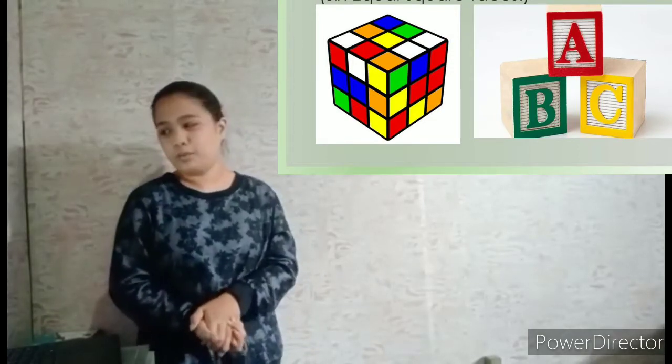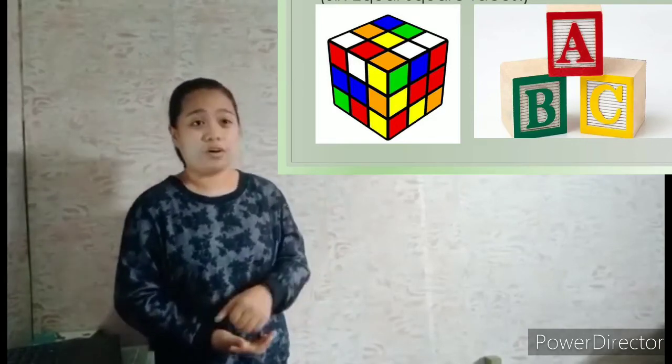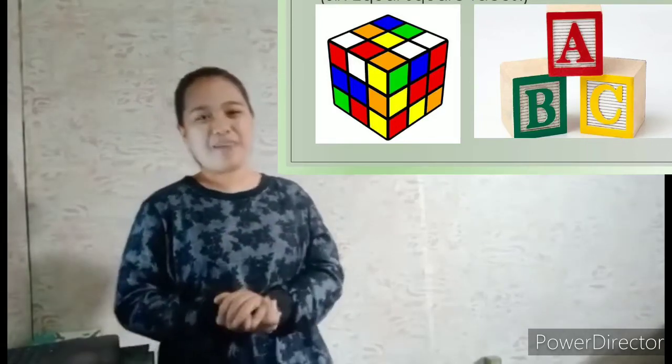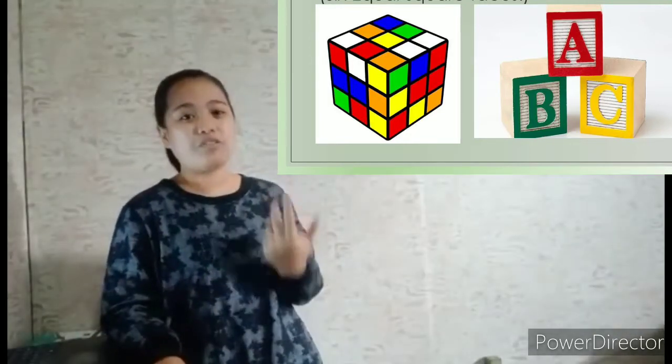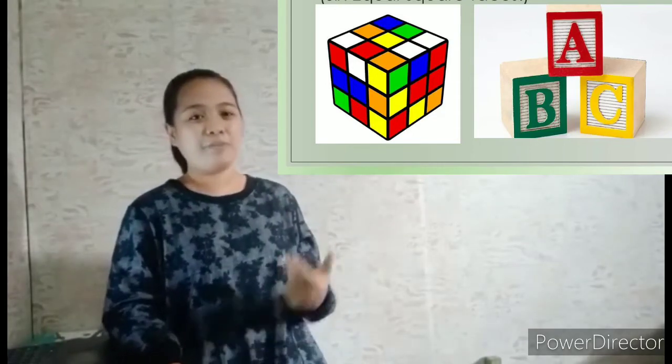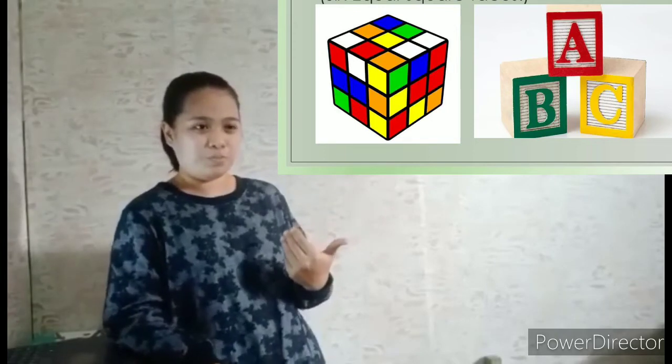Yes, May. What's this object called? It is called a cube. Very good, May. So a cube has six equal square faces. Okay? So who's playing this one? The Rubik's cube.